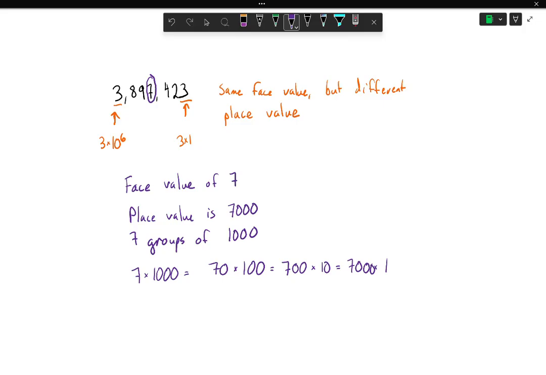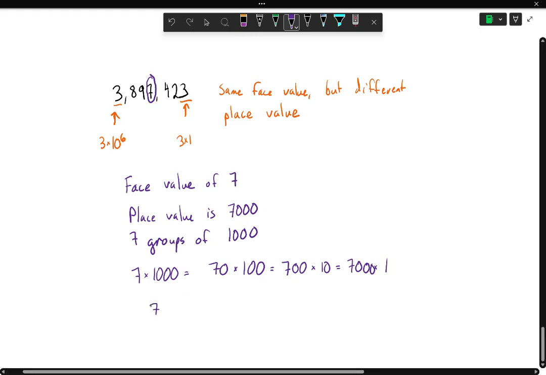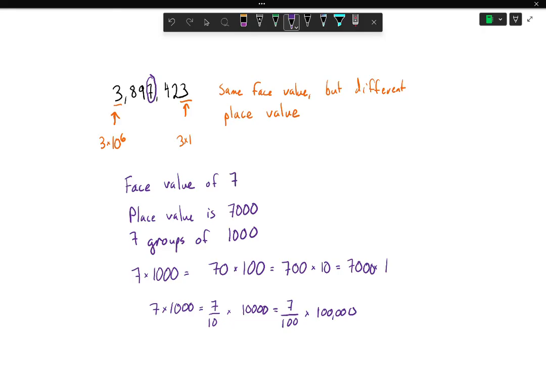Let me give you a couple other ways of representing this. I can also think of 7 times 1,000 as 7 tenths of 10,000, or 7 100ths of 100,000. This is important to recognize that this place value is a group of 10 of place values to the right, and one piece of 10 needed to make the place value to its left.